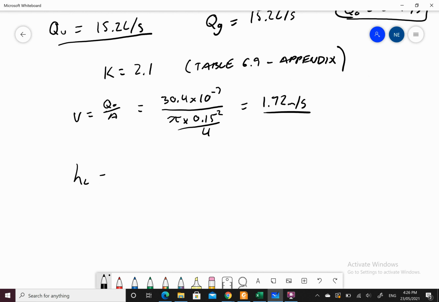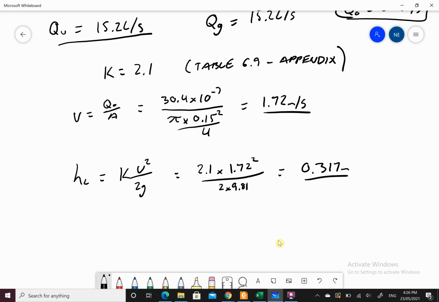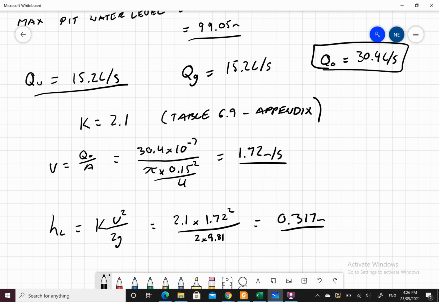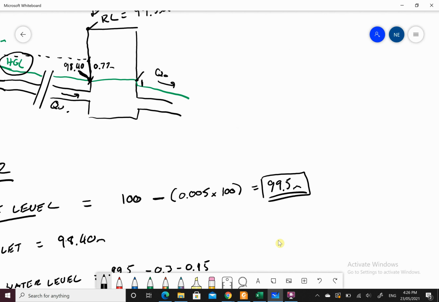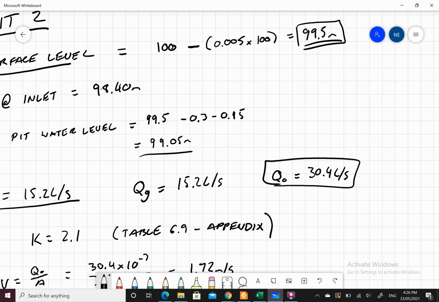So my shock losses in that pit is K V squared on 2g, 2.1 times 1.72 squared, all divided by 2 by 9.81. And that there will give me 0.317 meters. So what I know is I've worked out this distance here, which is my 0.317 meters.